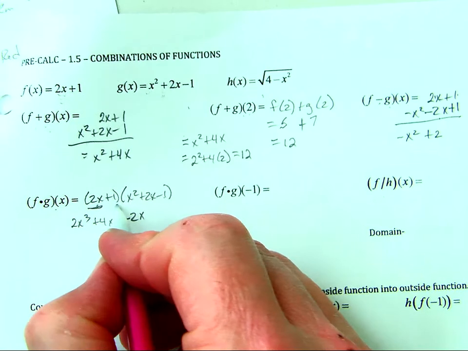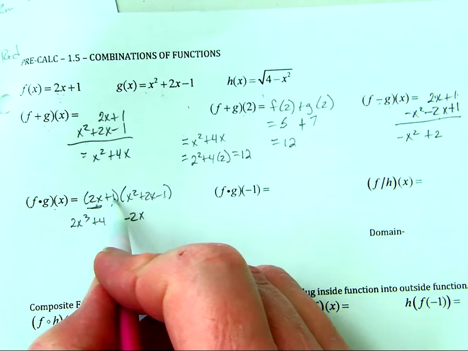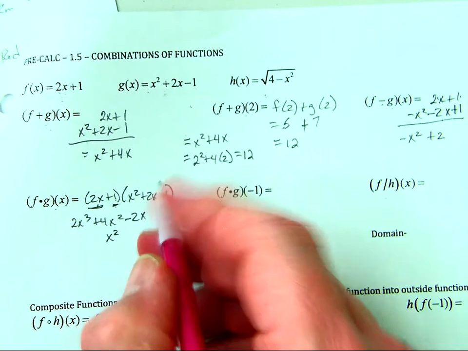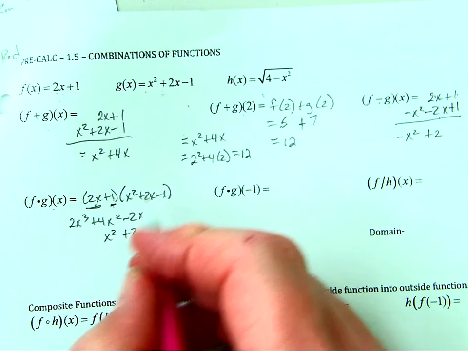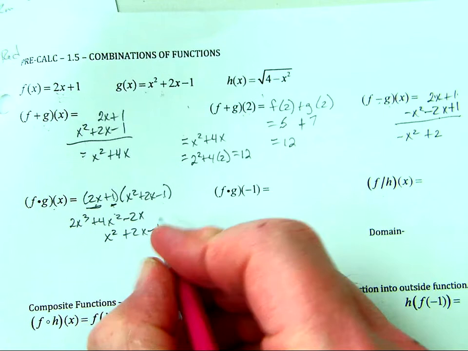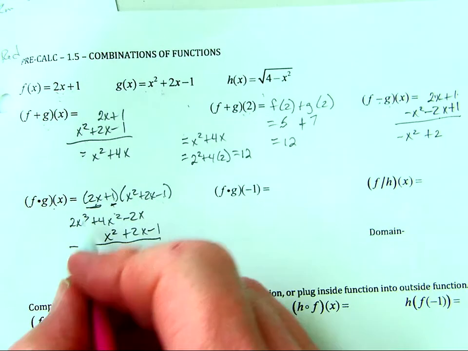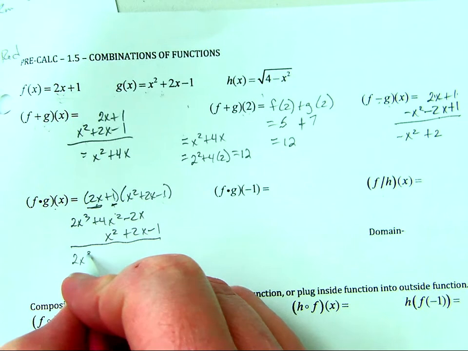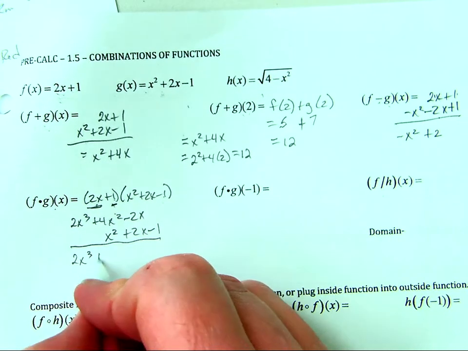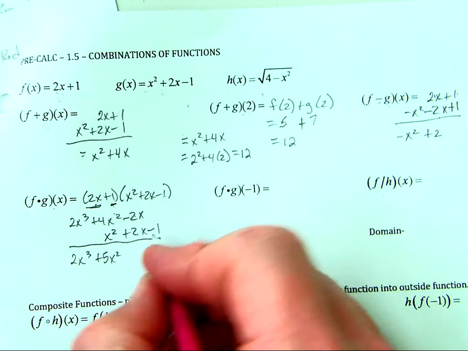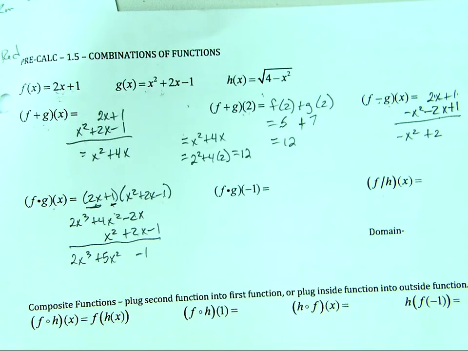Now we need to take 1 times all three of those. So 1 times x squared, x squared. 1 times 2x, 2x. 1 times negative 1, negative 1. Now we combine like terms. So there's 2x cubed, 4x squared, and another x squared is 5x squared. Negative 2x and a positive 2x cancel out, and minus 1. So that's what we have there.